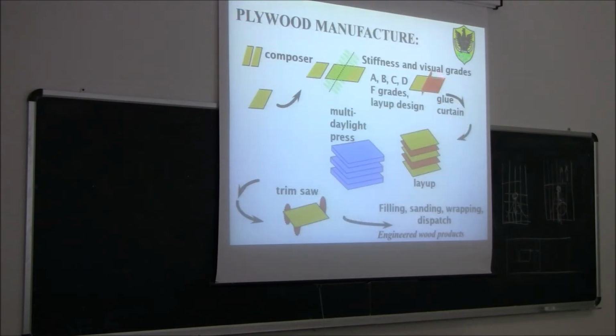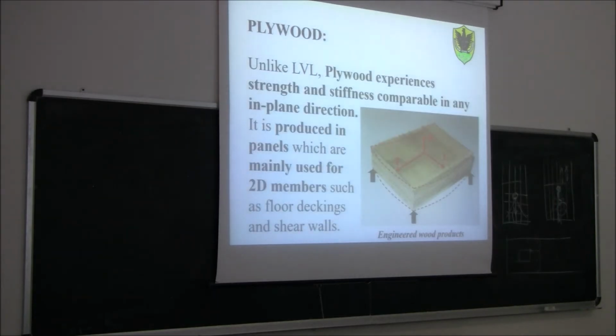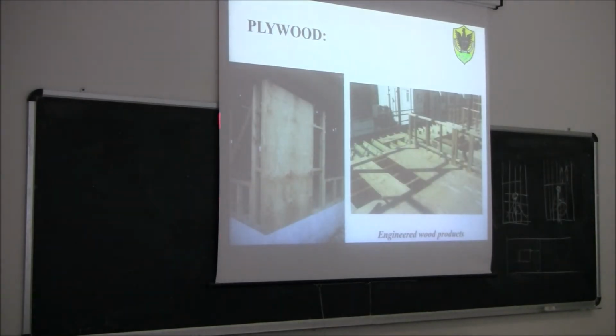Here is again the production process, very similar to the one we saw already. The only difference being that we need to remember that at a certain point we need to rotate by 90 degrees. Otherwise we get an LVL. Okay? That's the only difference. For applications, we said plywood is mostly used for two-dimensional members. For example, you can see here this is a wall, a shear wall.